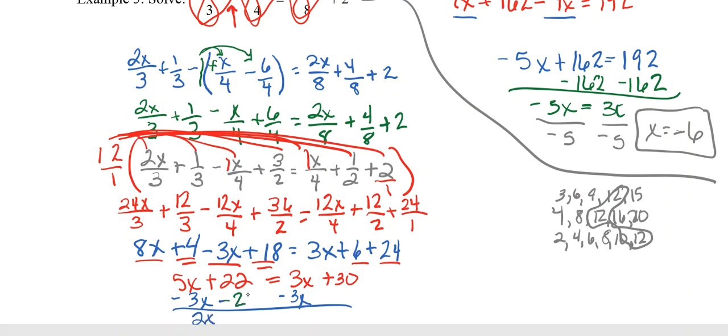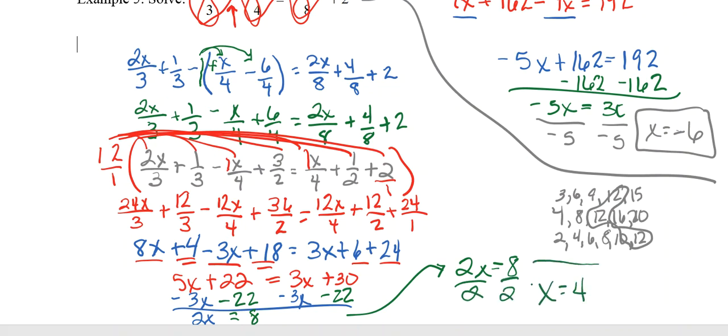I'm going to subtract the 22. 30 minus 22 is 8. I'm out of room, so 2x equals 8. Divide by 2. x equals 4. So we came up with such a nice number through all that process.